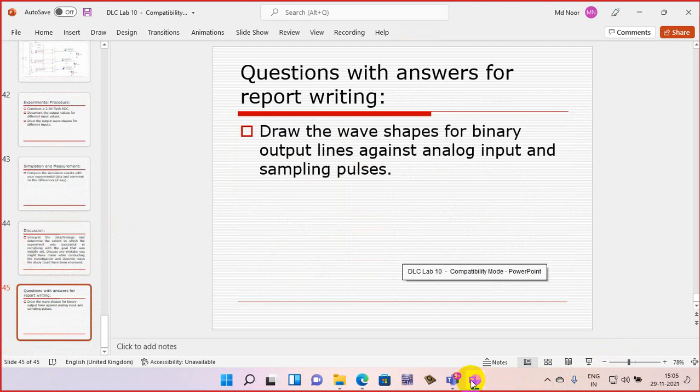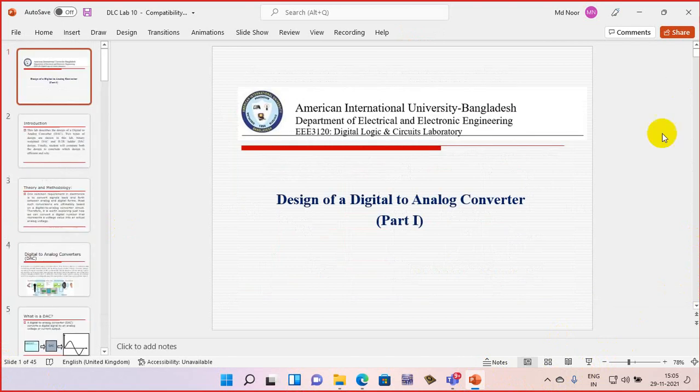Now is the time for question and answer. So any question, this is the time to ask. I have uploaded this PowerPoint slide with the original lab sheet in the post section. So you will find everything over there that I have gone through in the demonstration. Now is your time. You follow the lab sheet and perform the lab. Since this is an online class, do all the labs using Multisim Live.